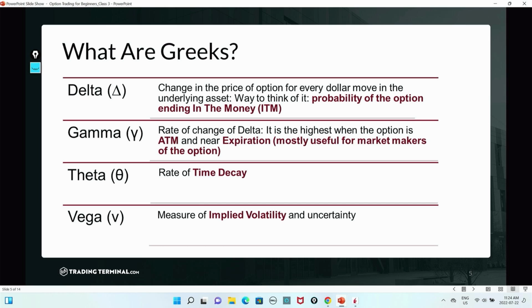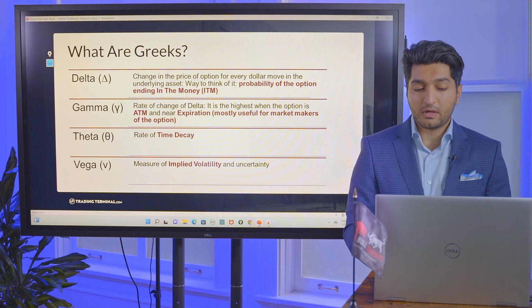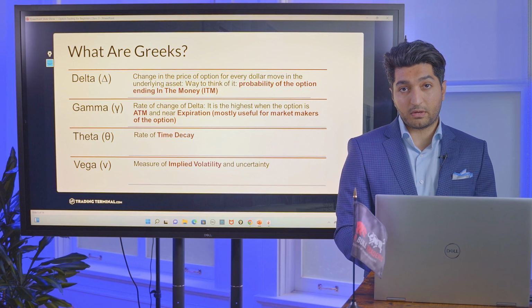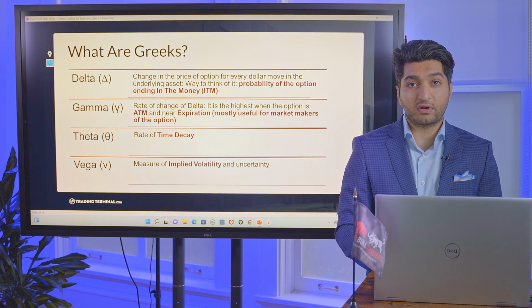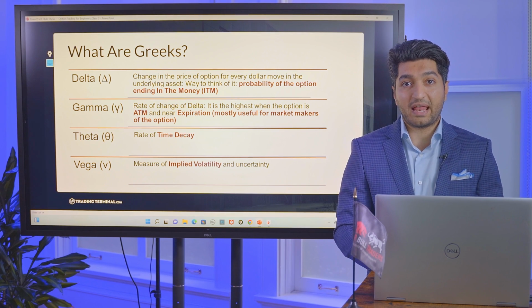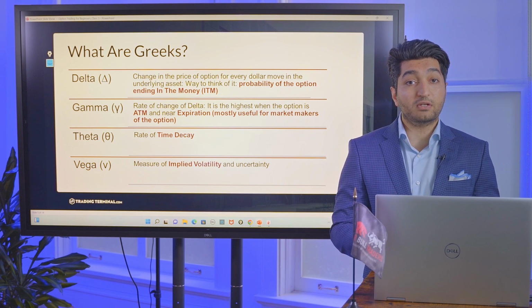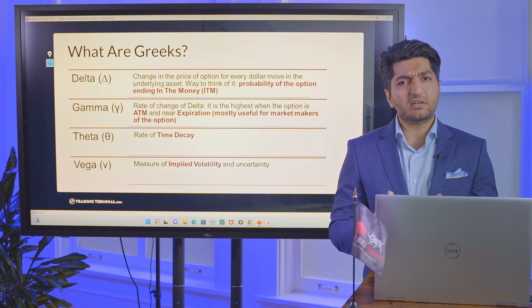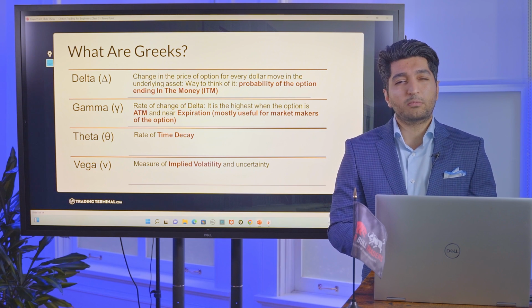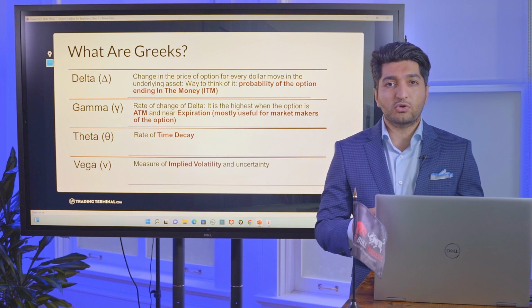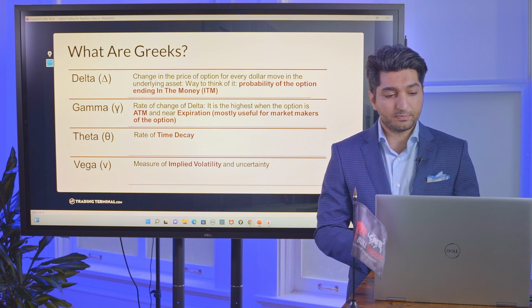Gamma is the derivative of delta, so it's basically the rate of change of delta. The thing you need to know about gamma is that it's highest when the option is at the money and near expiration. Gamma is mostly used by market makers. Over the past few years, you probably have heard the term gamma squeeze that happened with GME, the GameStop stock. So gamma is one of the key parameters market makers use. As a retail trader, you should know what it is, but you shouldn't really concern yourself with it. Just know that gamma is the rate of change of delta.